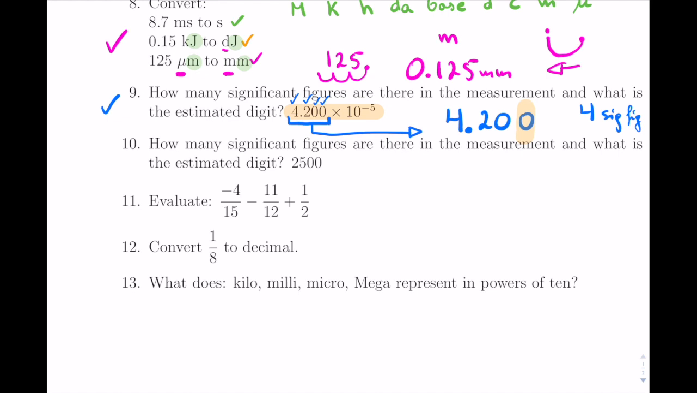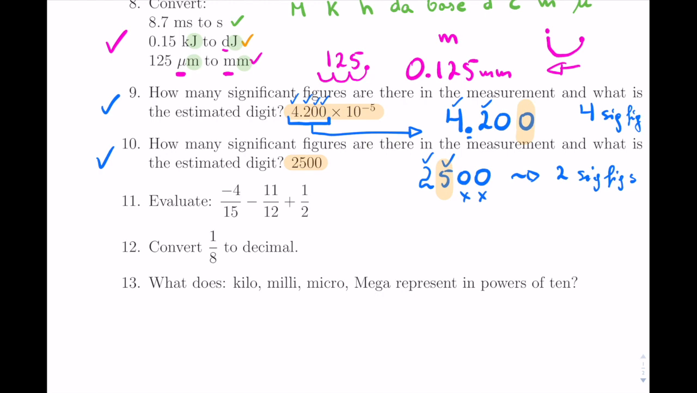Question number 10. So the same type of question, except we have not a scientific notation, but a regular number. So in this case, how many significant figures? Well, these 2 definitely count. Now these zeros do not count because they're on the right-hand side and there is no decimal. So in question 9, those zeros counted because they were on the right-hand side of the non-zero digits, but there was a decimal, so they counted. But here there is no decimal. So here I only have 2 sig figs. And my estimated digit in this case now is my last significant digit, and that would be the 5. Okay, that's question number 10.